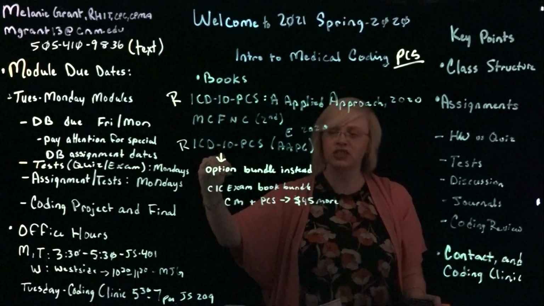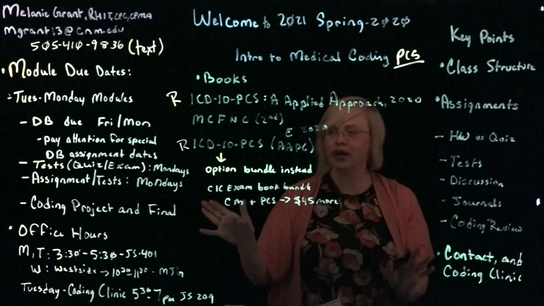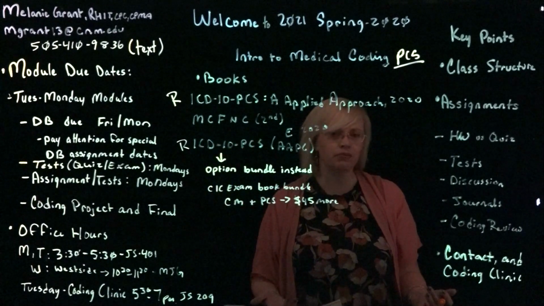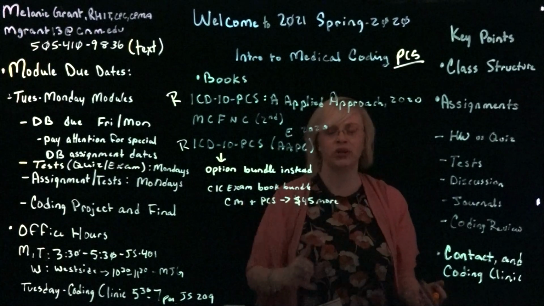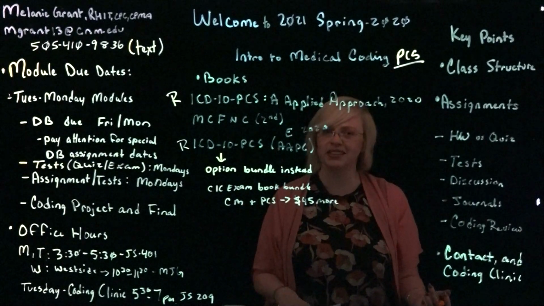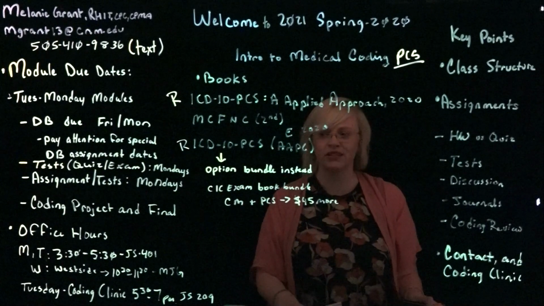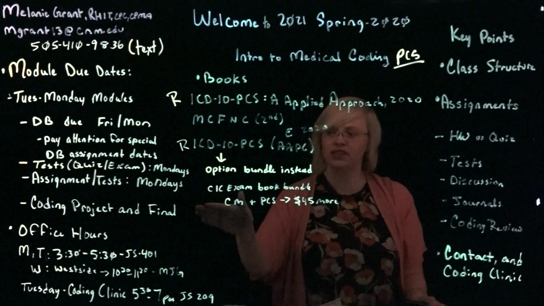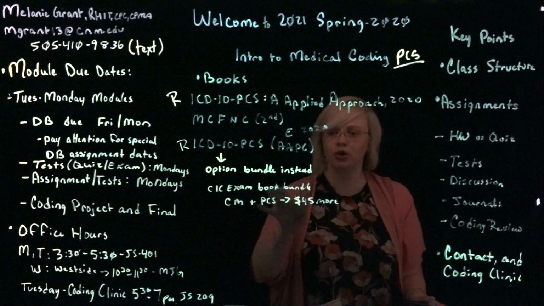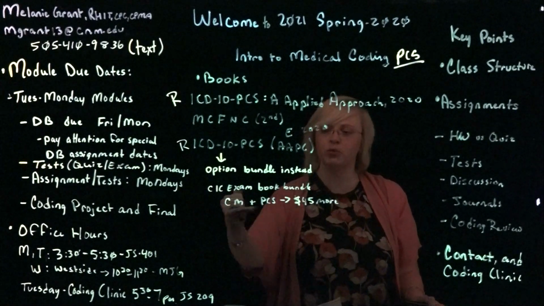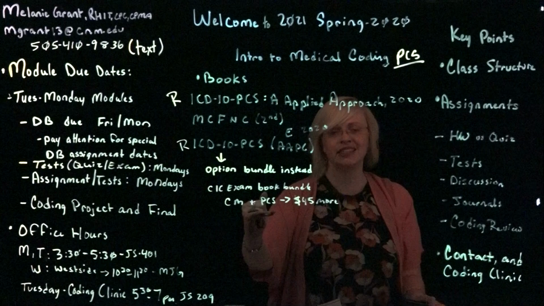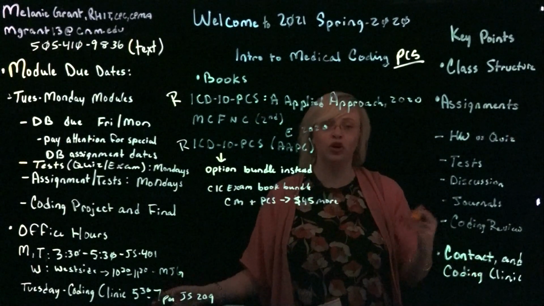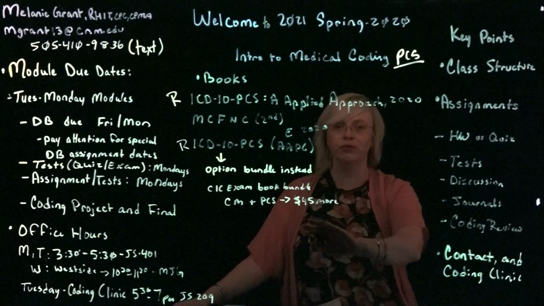Our code books for this term, we're going to be looking only at one, which is the ICD-10 PCS, published by the AAPC, Expert Edition 2020 year. This one is also slightly delayed and hopefully will be in before the end of the week. There's also an option if you'd rather purchase the bundle that's titled CIC Exam Book Bundle. This includes both the ICD-10 CM and the ICD-10 PCS, same edition, but you get an additional current coding book with that for only $45 more.